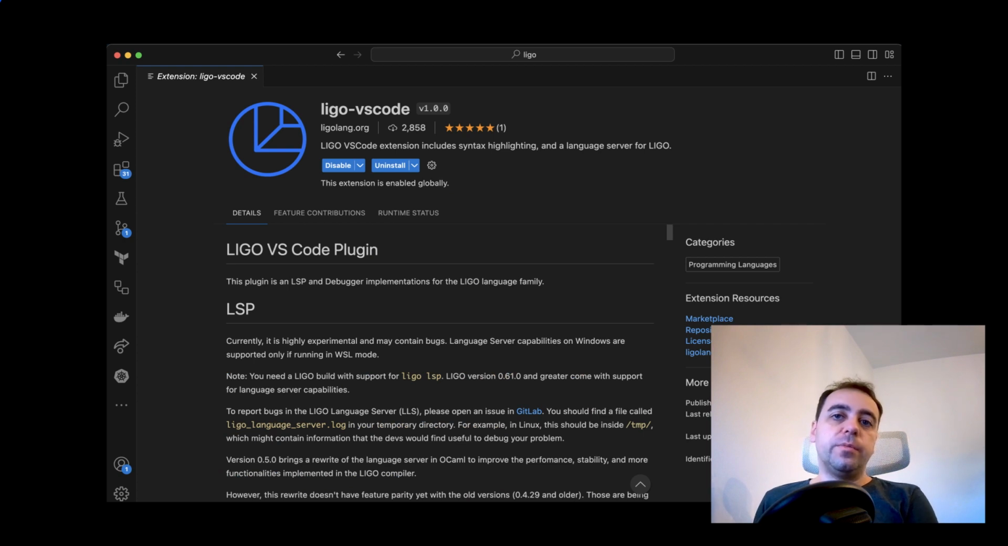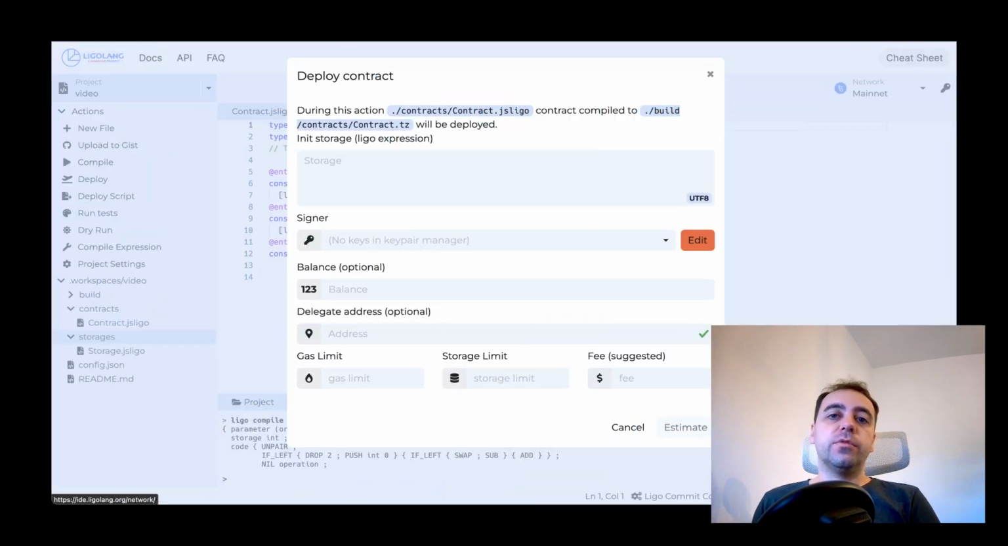Even if you can develop jsLigo on VS Code with the Ligo plugin, I will focus on the web IDE for the moment. You don't have to install anything there. Ligo V1 has been delivered a few weeks ago. Let's dive into it now.